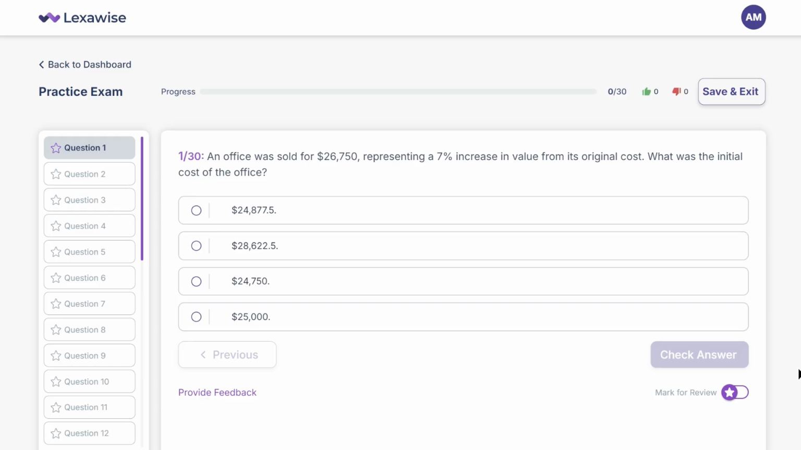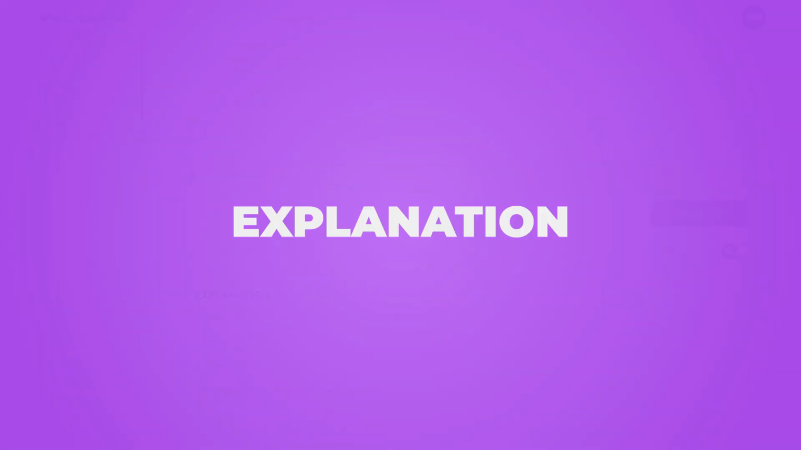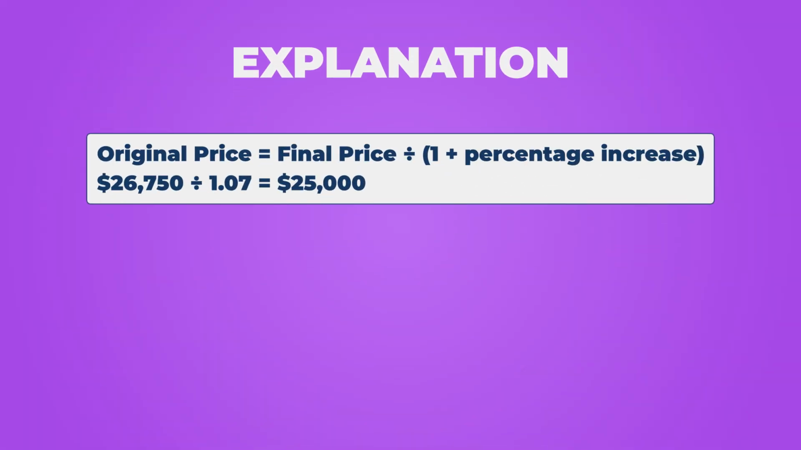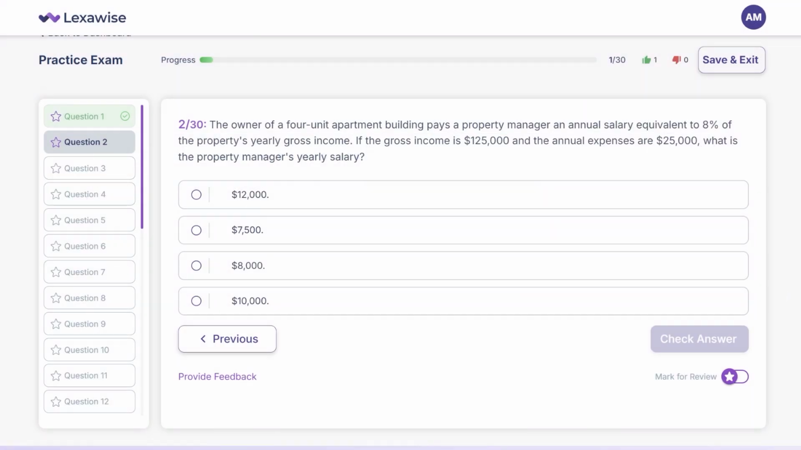The correct answer is D, $25,000. When a price goes up by a percentage, use this formula. Original price equals final price divided by 1 plus percentage increase. Now plug in the numbers. $26,750 divided by 1.07 equals $25,000. Let's keep going with the next question.